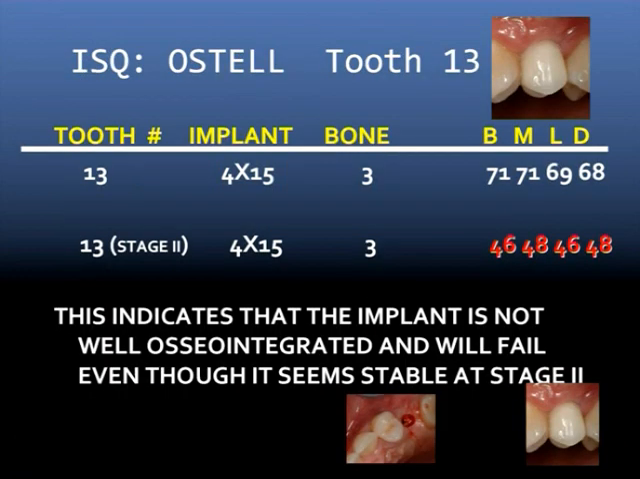If we look at another case, however, and this is tooth number 13, and we can see here that at placement we had very good readings, 71, 71, 68, and 69. But clearly at stage 2, which is 6 months later, 46, 48, 46, 48. Now if you tapped on an implant, if you twisted that implant, it still felt solid. But clearly this implant's failing. And it took very little to remove this implant and back it out.